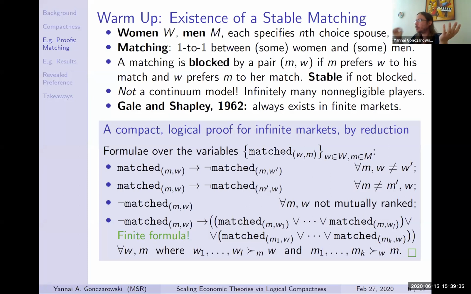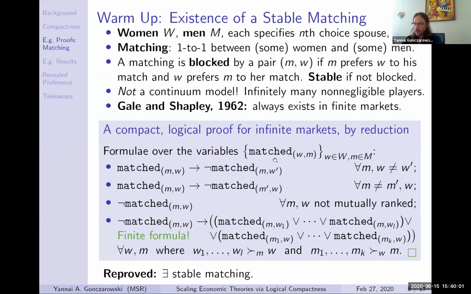The question that you really wanted to ask is the following. Yannai, you assume that the preferences of the men and the women are of order omega and not of another well order. Right? Because there are well orders that are not order omega. That's the question that you really wanted to answer. And the answer is yes, this proof is limited in that way.